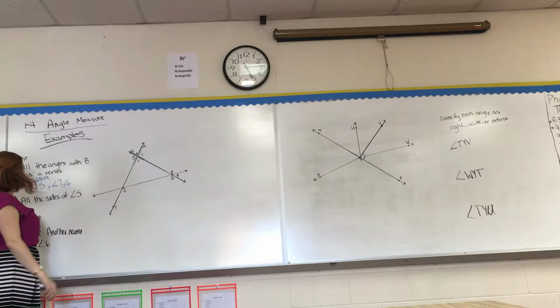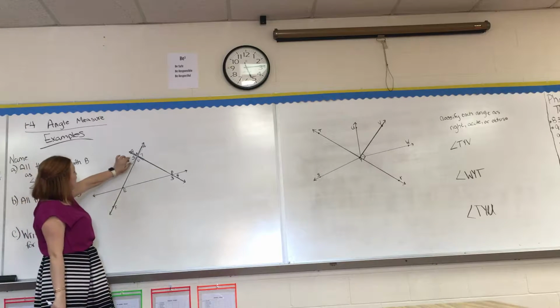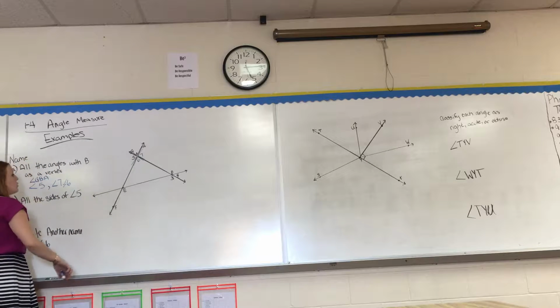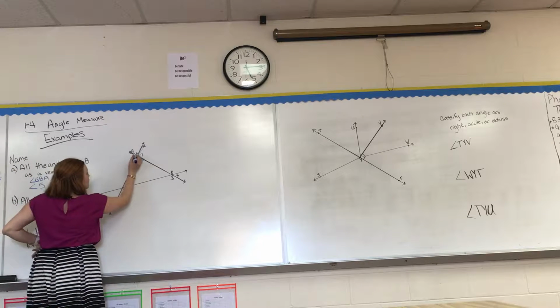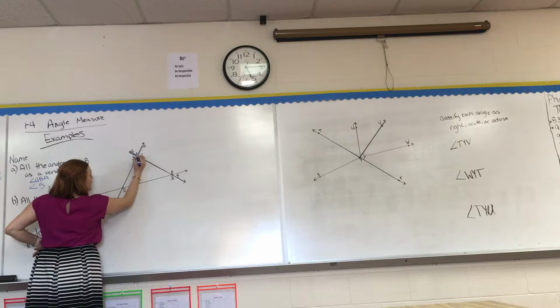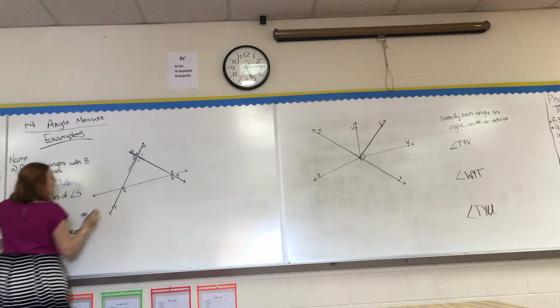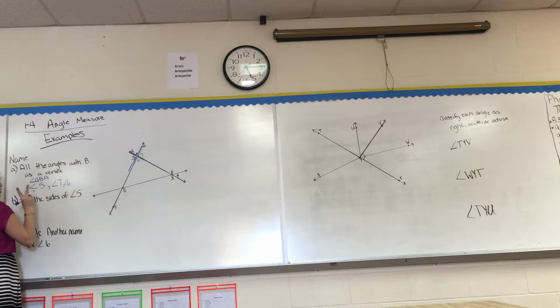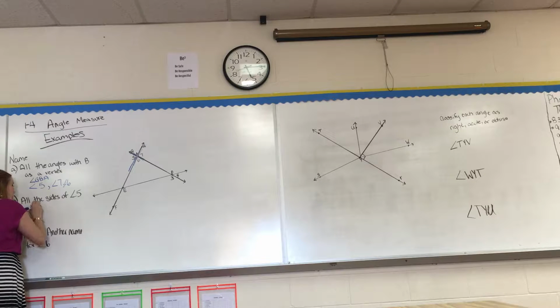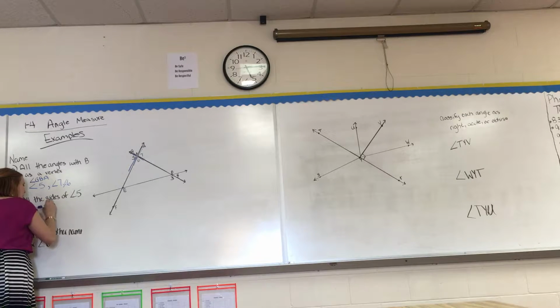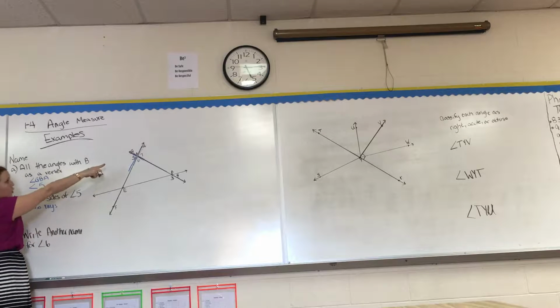Now we need to name all the sides of angle 5. Angle 5 is right here. So what are all the sides of this angle? First off, we need to name 2 rays because 2 rays make up an angle. So we want 2 rays. What are those 2 rays that we're looking for?